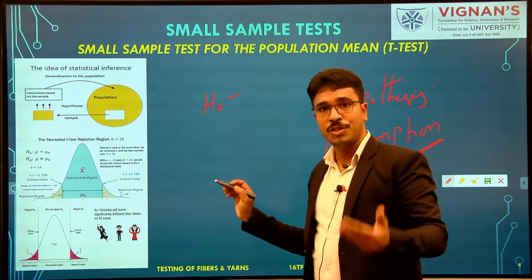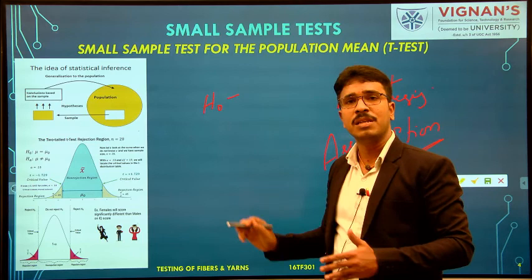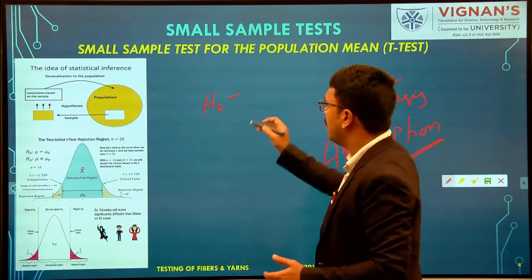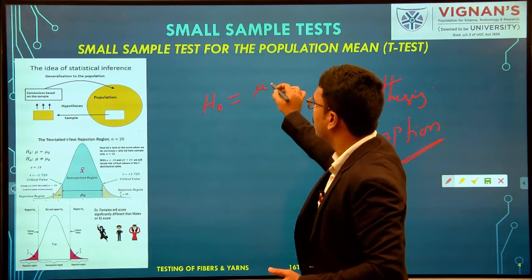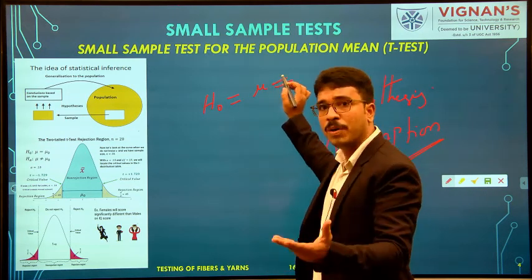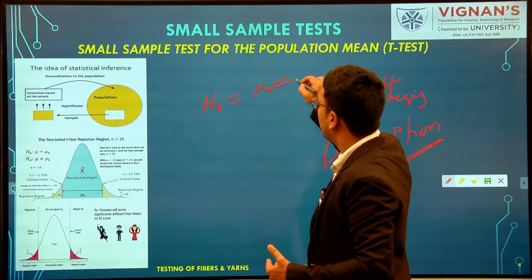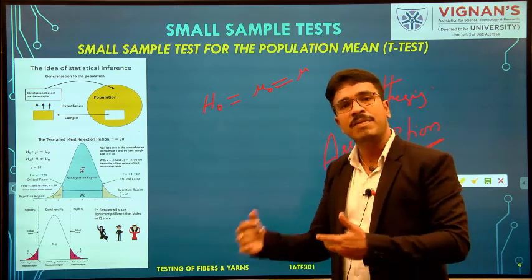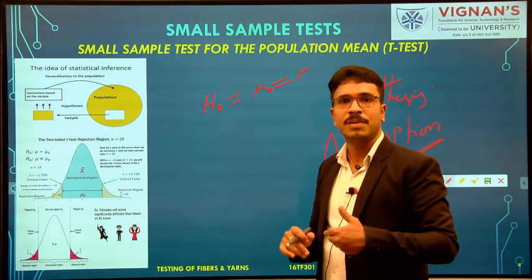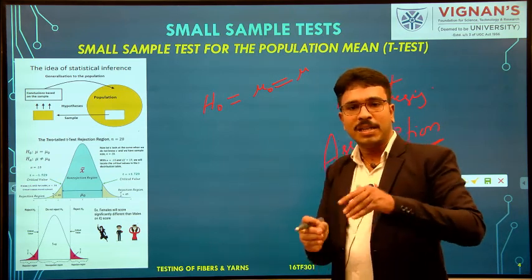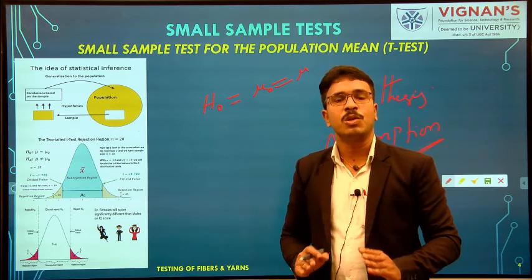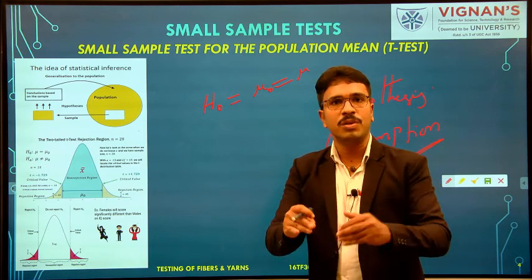So always we are assuming the null hypothesis as everything is the same or everything is equal. That means the estimated value about the population is equal to the value obtained from the sample results. So everything is the same. Say for example, I will give you one example. Being a manufacturer, you wish to produce 40s count yarn.